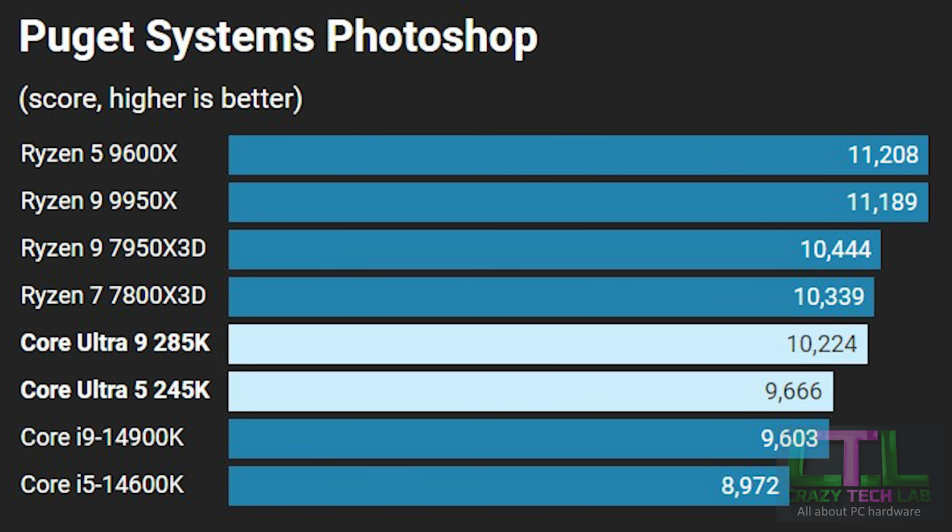Next up is the Puget Systems Photoshop test, and this seems to be one of the tests, and there were a few of them this time round, that just didn't seem to work that well with the Core Ultra 9 or the Ultra 5.